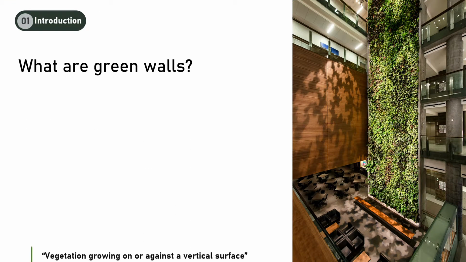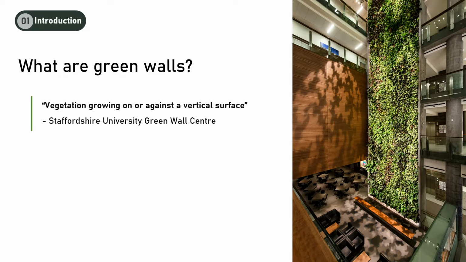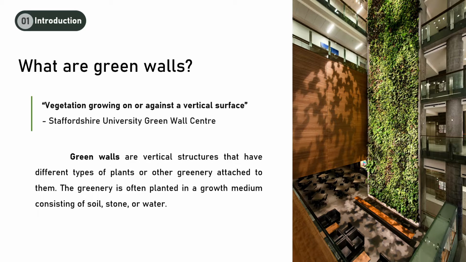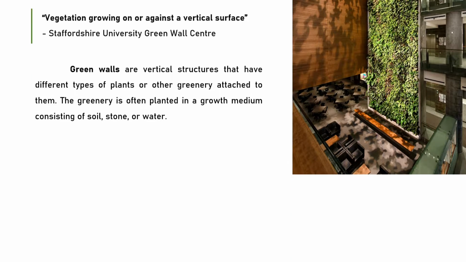So what are green walls? According to Stanford University Green Wall Center, vegetation growing on or against a vertical surface. To make it more understandable, green walls are vertical structures that have different types of plants or other greenery attached to them. The greenery is often planted in a growth medium such as soil, stone, or water. So, as we all know, green walls have become a rising new trend of built environments in recent years. Incorporating living nature into urban environments not only looks much more inviting but also has several other benefits and purposes. But before this, we should also know where it all started.